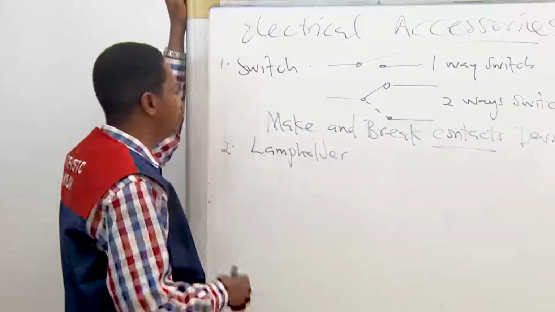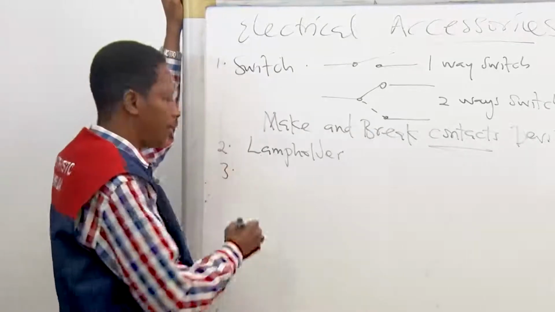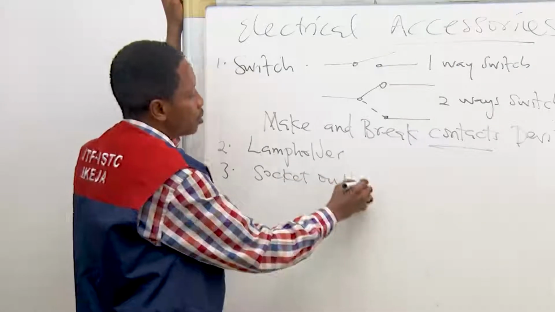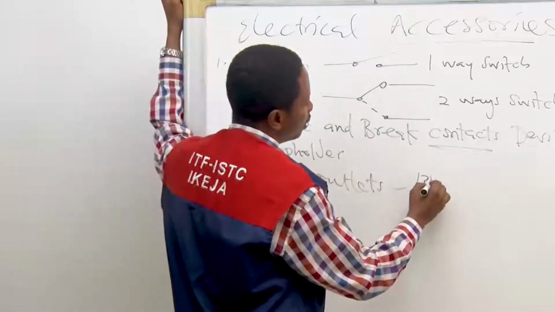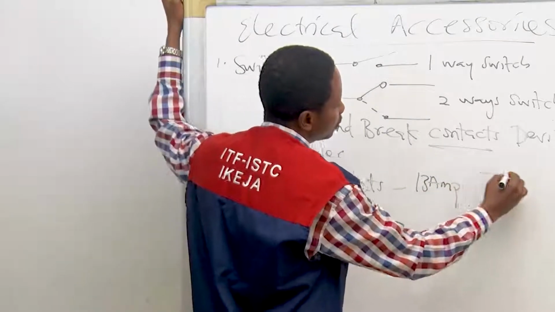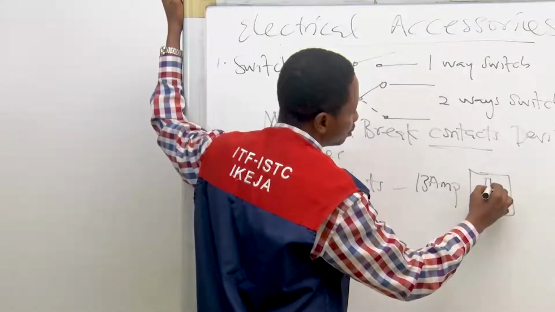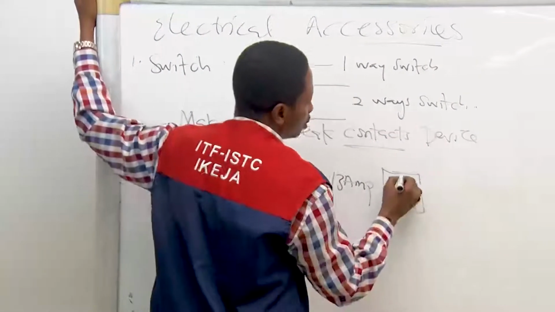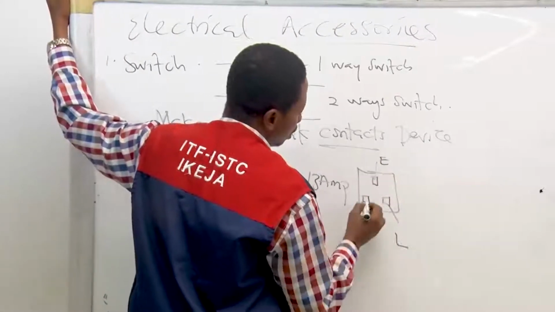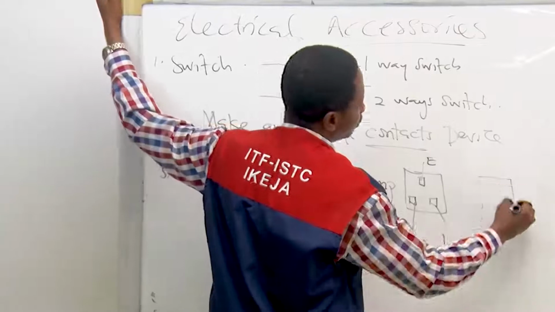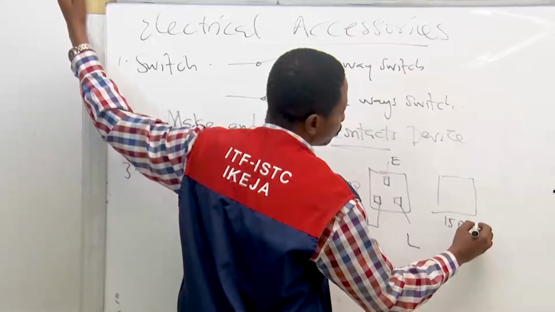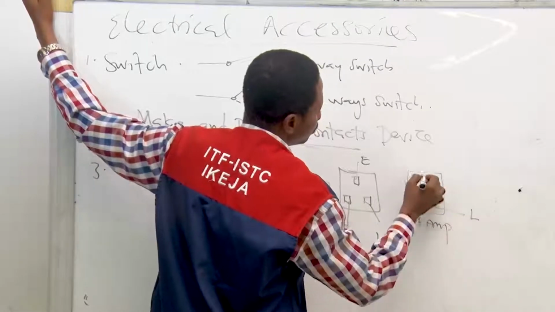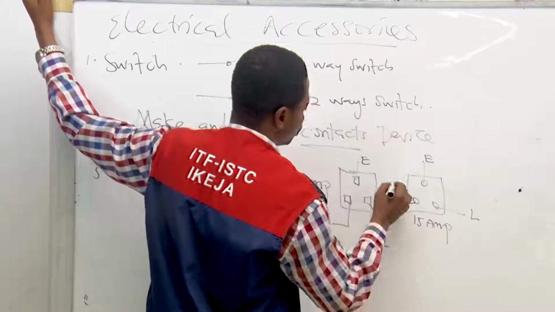Two, we have lamp holders, where we put our bulb. Three, we have socket outlets. I purposely use the word socket outlets because we have 13-amp sockets, square in shape, with earth, live, neutral. And the 15-amp sockets, round in shape, the same: live, earth, and neutral.